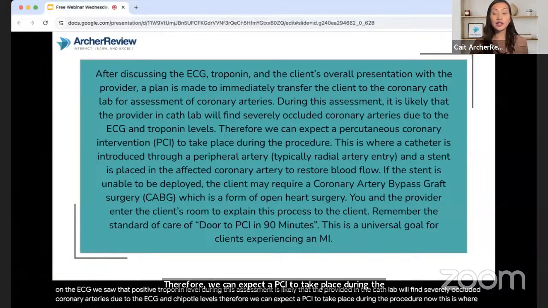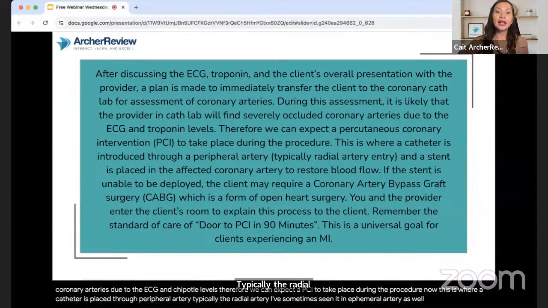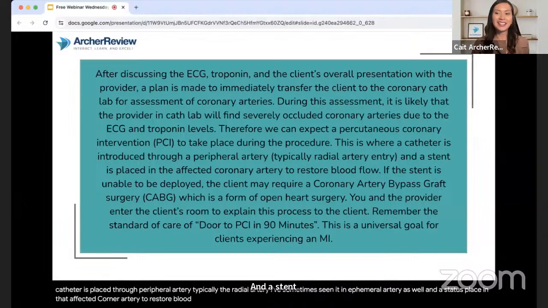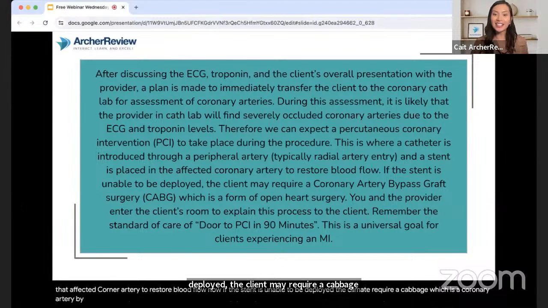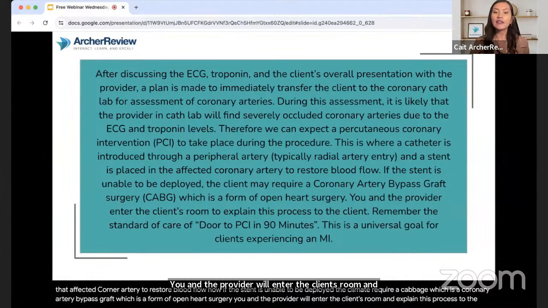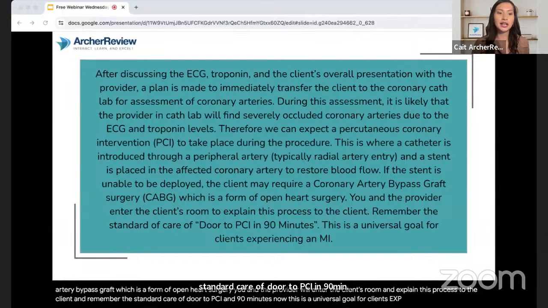Now, this is where a catheter is placed through a peripheral artery, typically the radial artery. I've sometimes seen it in the femoral artery as well. And a stent is placed in that affected coronary artery to restore blood flow. Now, if the stent is unable to be deployed, the client may require a CABG, which is a coronary artery bypass graft, which is a form of open heart surgery. You and the provider will enter the client's room and explain this process to the client. And remember the standard care of door to PCI in 90 minutes. Now, this is a universal goal for clients experiencing an MI.